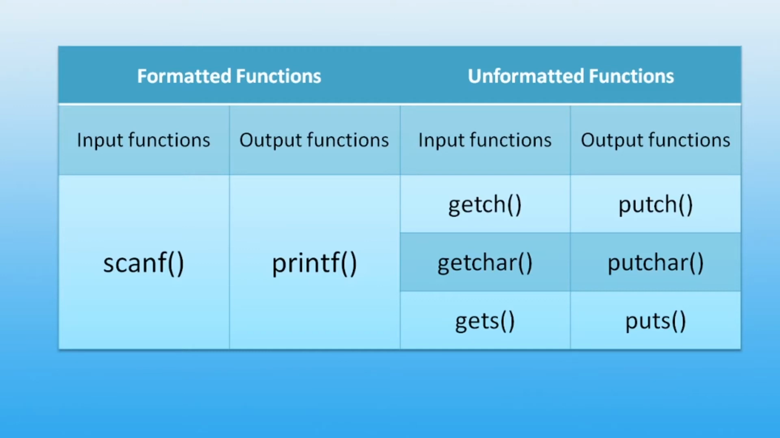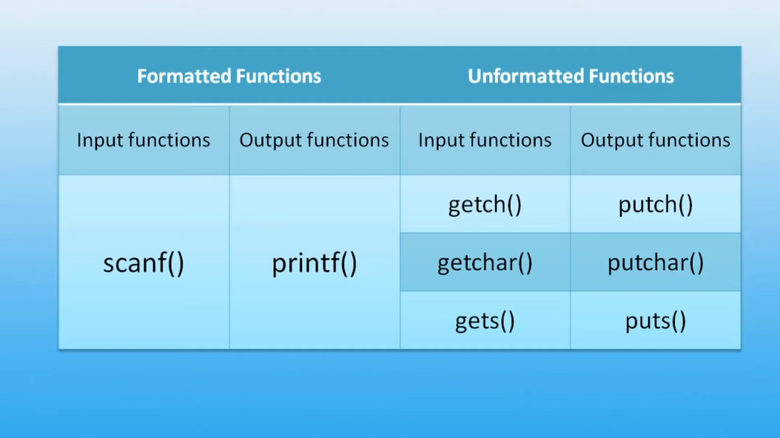So under unformatted input functions we have getch, getchar and gets. Whereas under unformatted output functions we have putch, putchar and puts. Now what are these then? So let me describe you about this briefly. Then I'll demonstrate all these input and output functions in Dev C++.